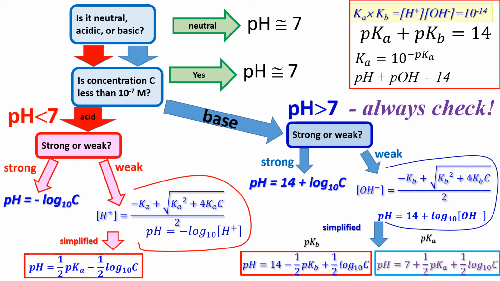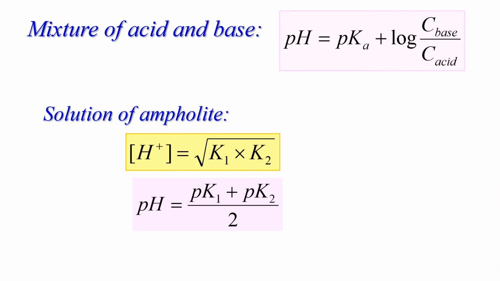As with acid, in most cases, you can use simplified formulas. So we are given two formulas here. If you know pKb, you are using this one. If you know pKa, you are using this.